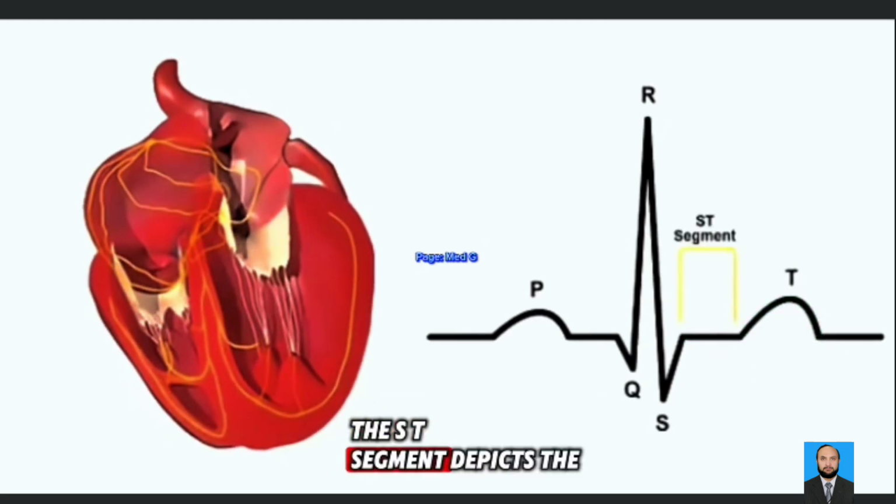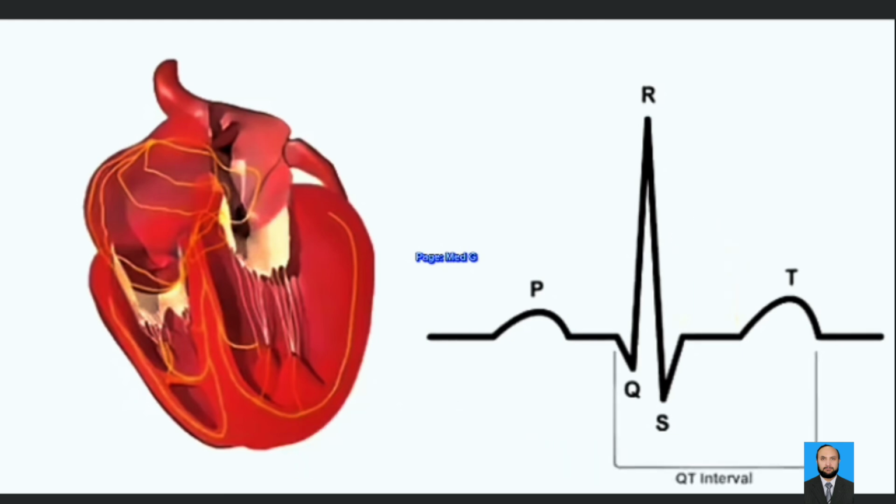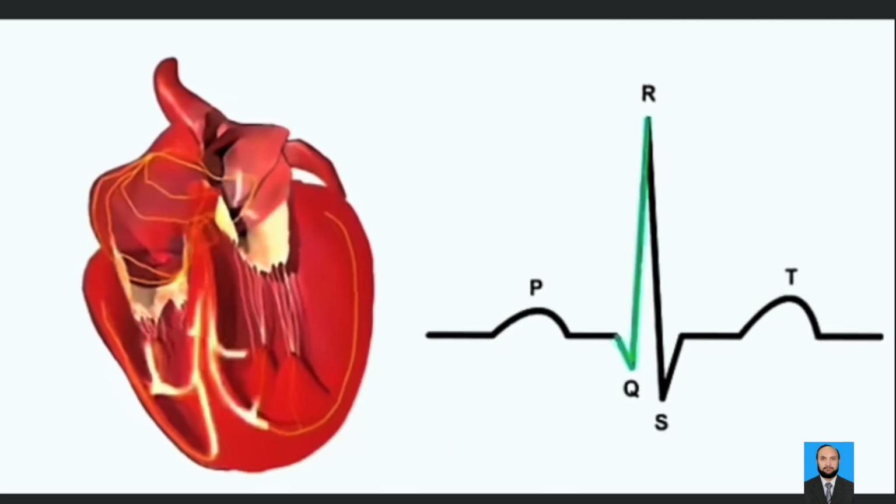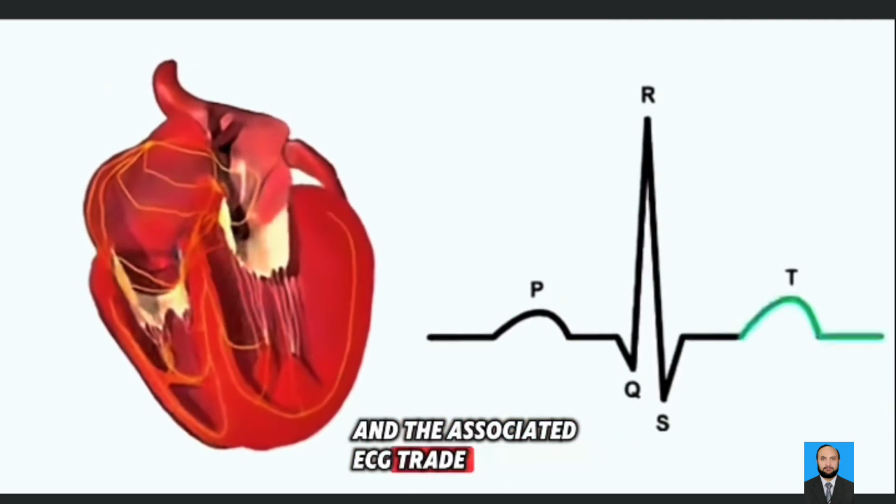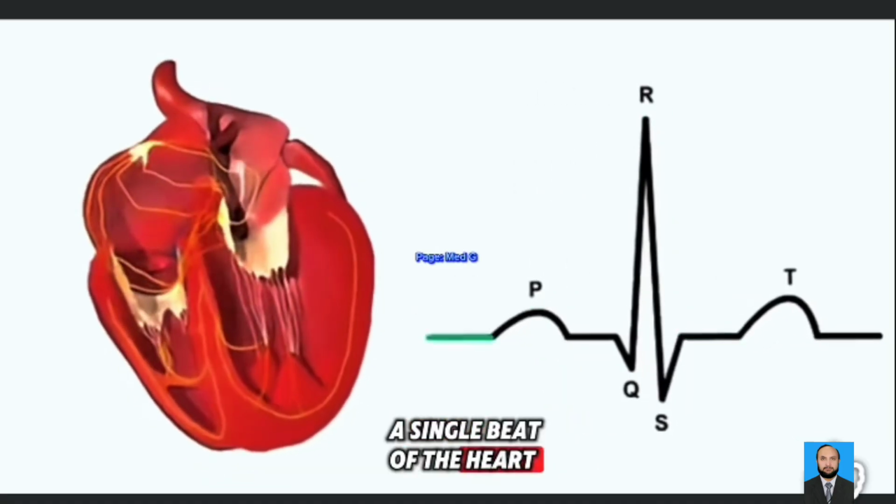On the ECG, the ST segment depicts the period when the ventricles are depolarized. The QT interval represents the time it takes for both depolarization and repolarization of the ventricles to occur. The sequence of events just described and the associated ECG trait. Let's look at what happens during a single beat of the heart.